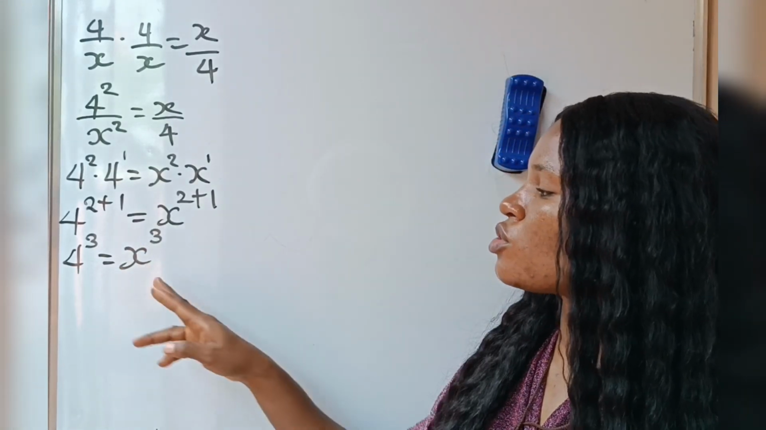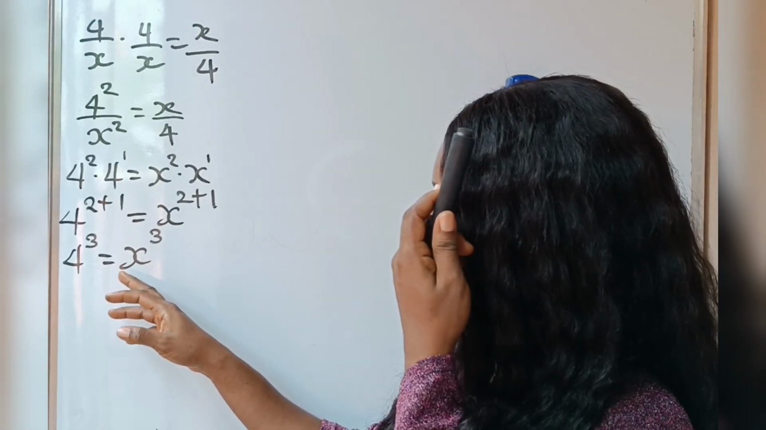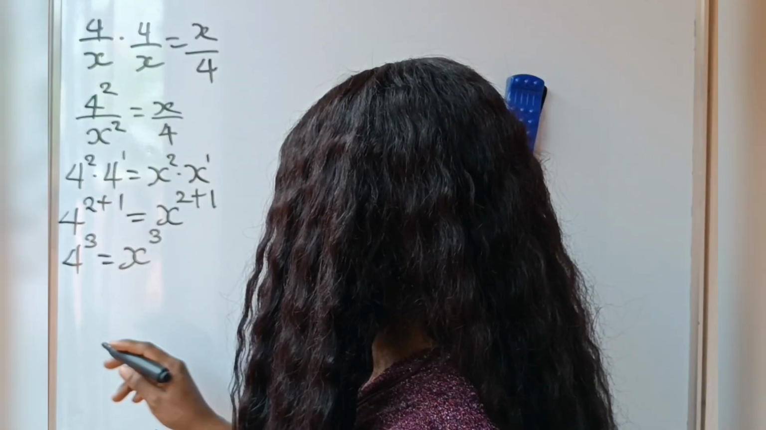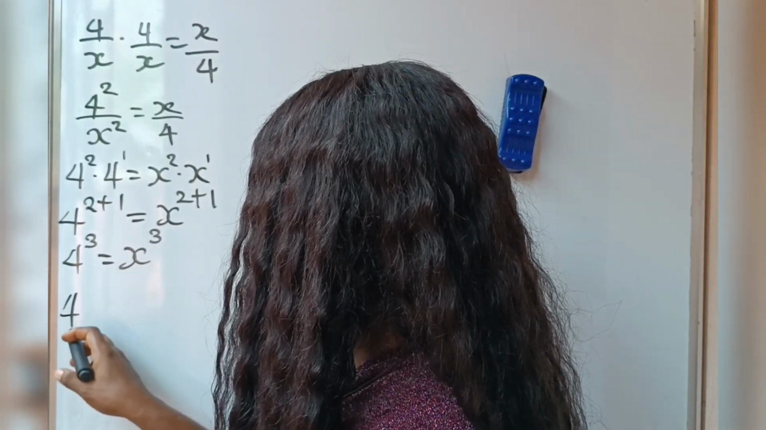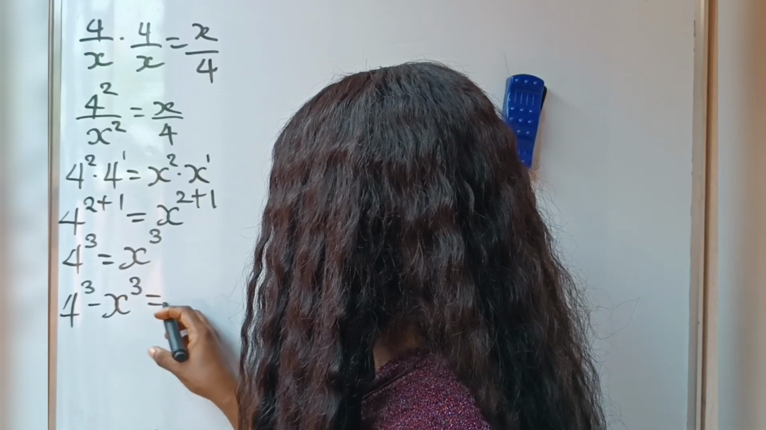Now we are going to transfer this x to the other side of the equation, and when we do that, positive x to the power of 3 becomes negative x to the power of 3. So we can write 4 to the power of 3 minus x to the power of 3 is equal to 0.